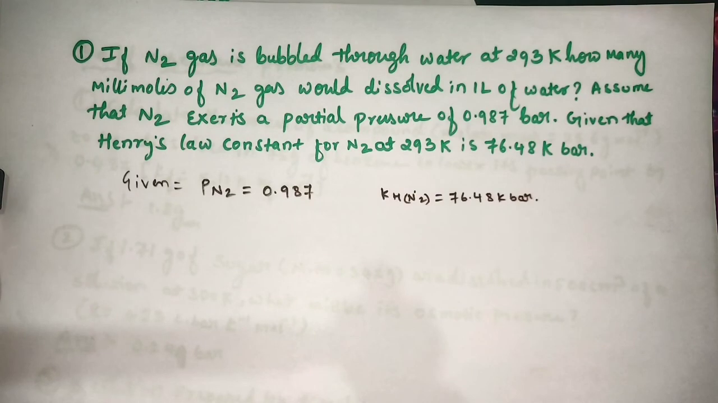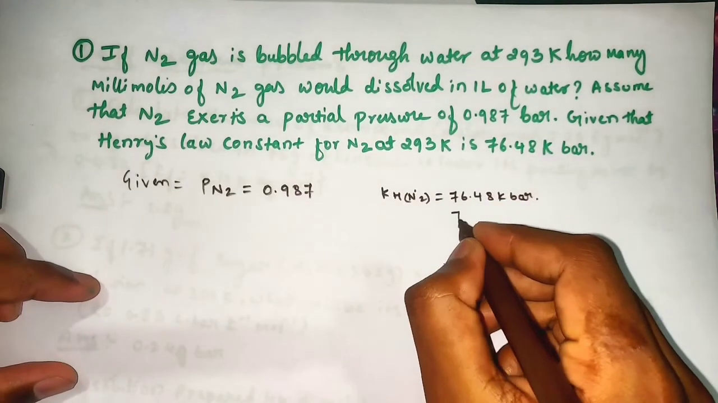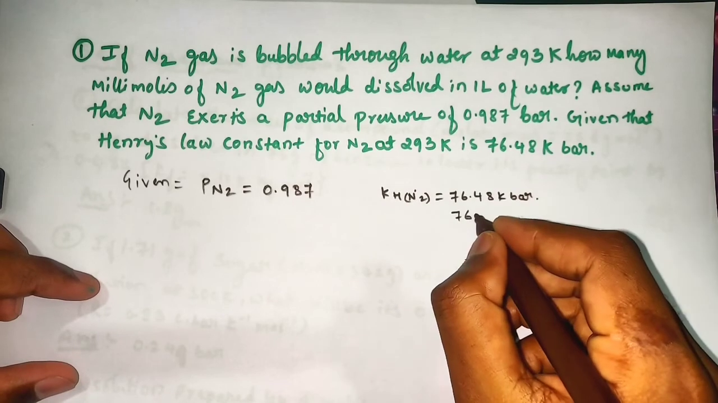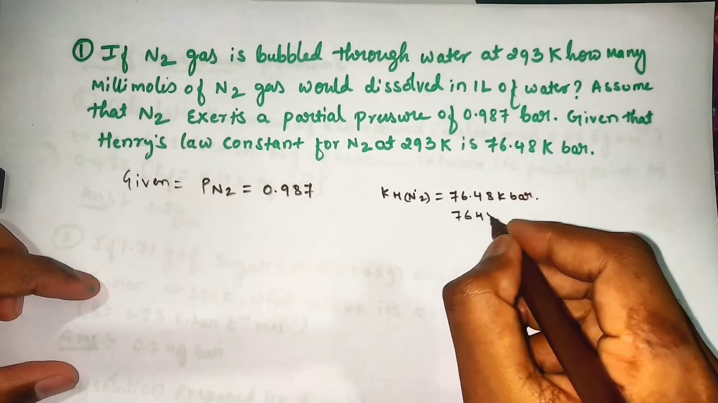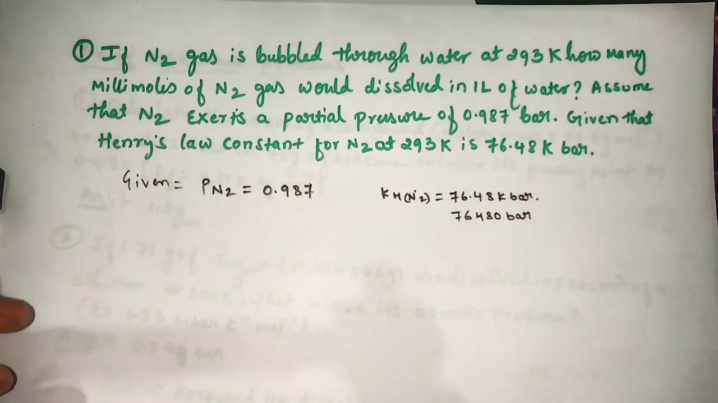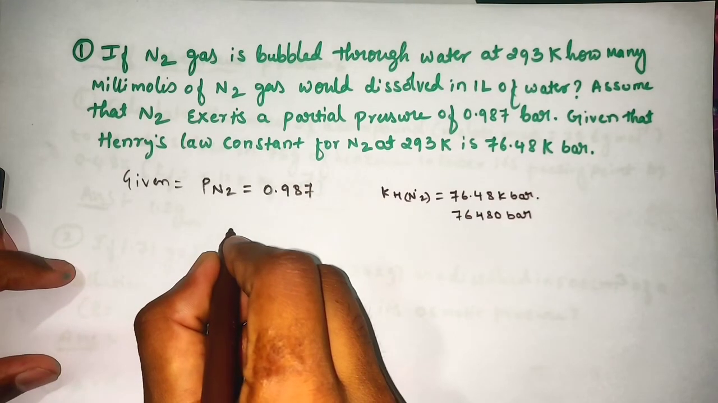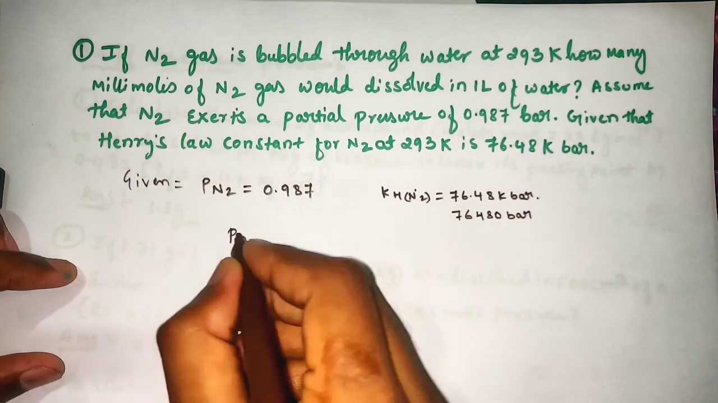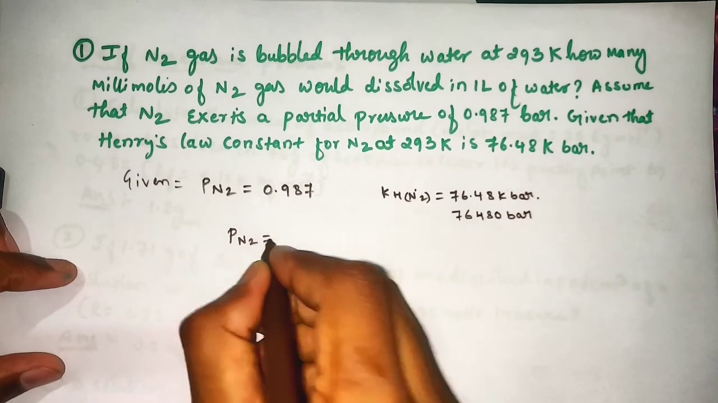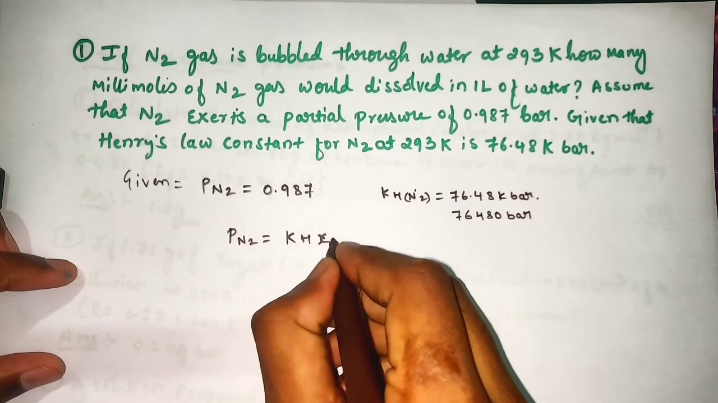Since it is present in kilobar, we have to convert it into bar, so it will be multiplied by 1000, giving 76,480 bar. We can remove the kilo. Then we know the formula for Henry's law, that is P is equal to Kh into X. Since it is N2, PN2 is equal to Kh into XN2.